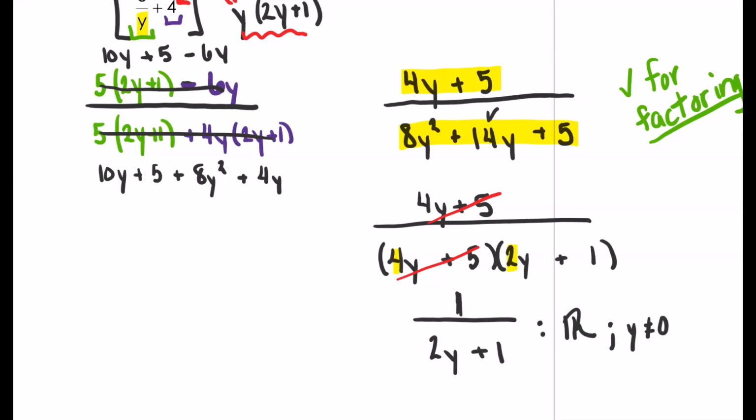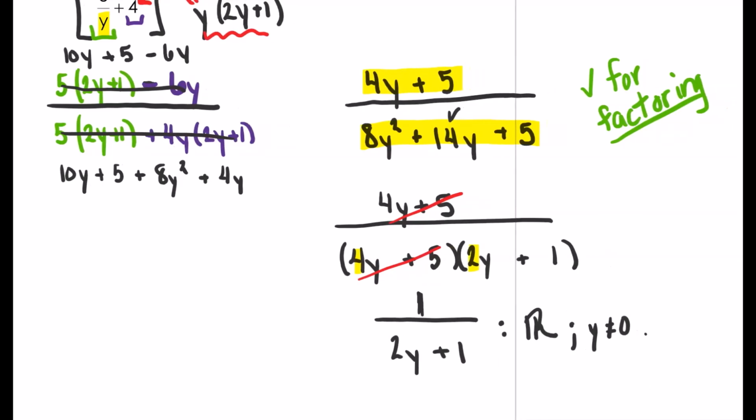And then, of course, my factor that divided out the 0 for that one is negative 5/4. So that's another exception. So my y value could also not be negative 5/4. That would be the final answer then for this problem.